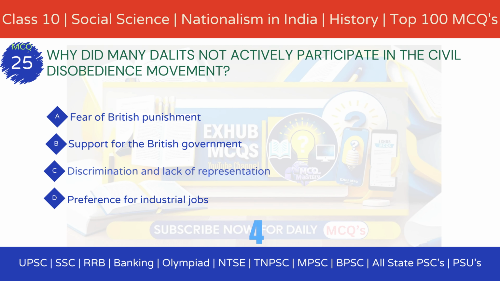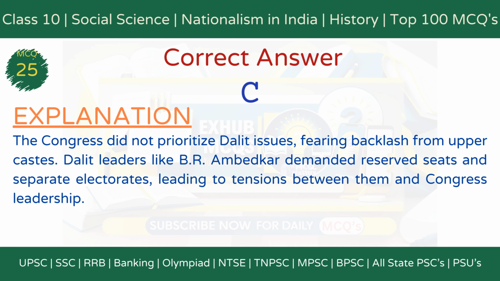The correct answer is option C, discrimination and lack of representation. Explanation: The Congress did not prioritize Dalit issues, fearing backlash from upper castes. Dalit leaders like B.R. Ambedkar demanded reserved seats and separate electorates, leading to tensions between them and Congress leadership.